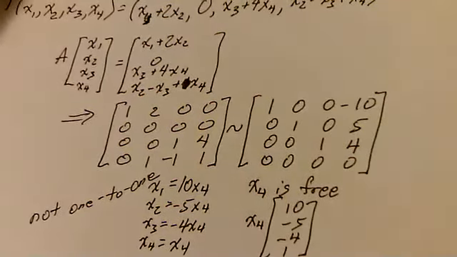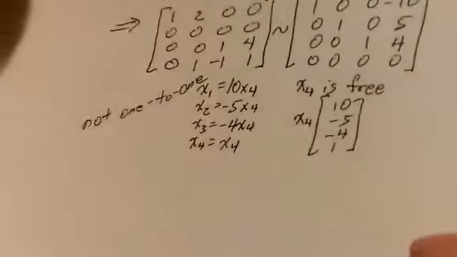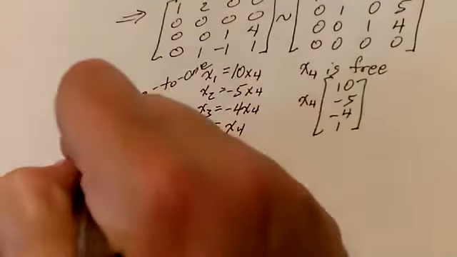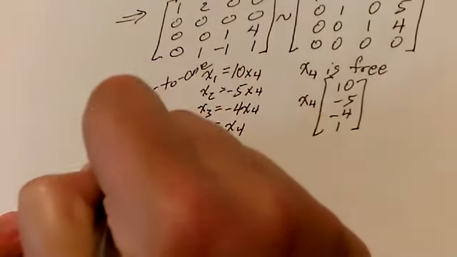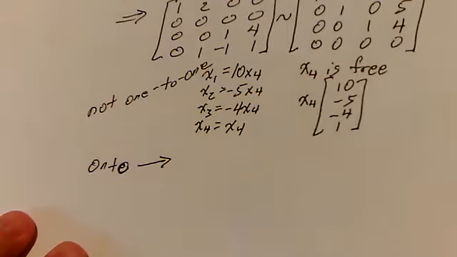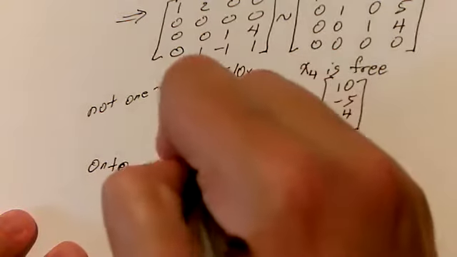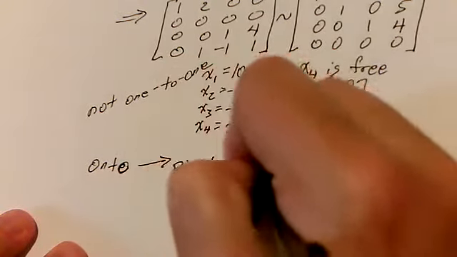So let's summarize our conclusions here that we just talked about, okay? So if the system is onto, right? Surjective means it covers all of the codomain. The codomain and the range are the same if it's onto. That means there is a pivot in every row.